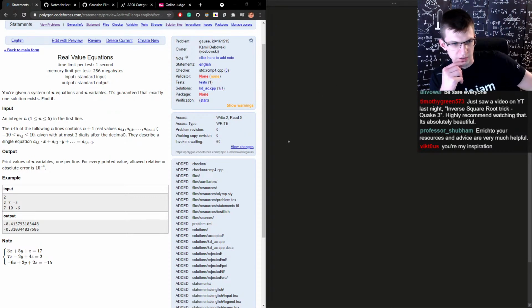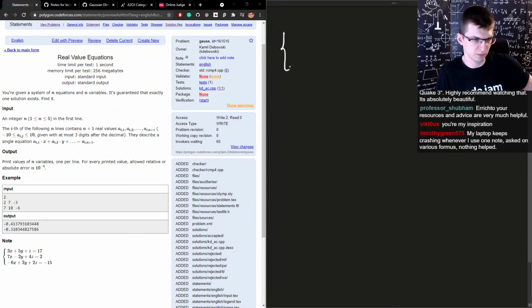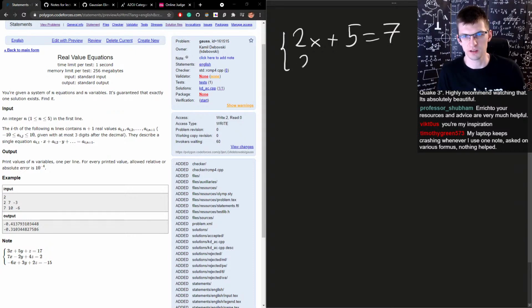Okay, what's a good example? We can start with something of size 2 maybe. Should it be integer or not? Let's see. 2x plus 5 is 7. I'm here taking random-ish values. It's not plus 5, plus 5y. And here 3x minus y is 1.